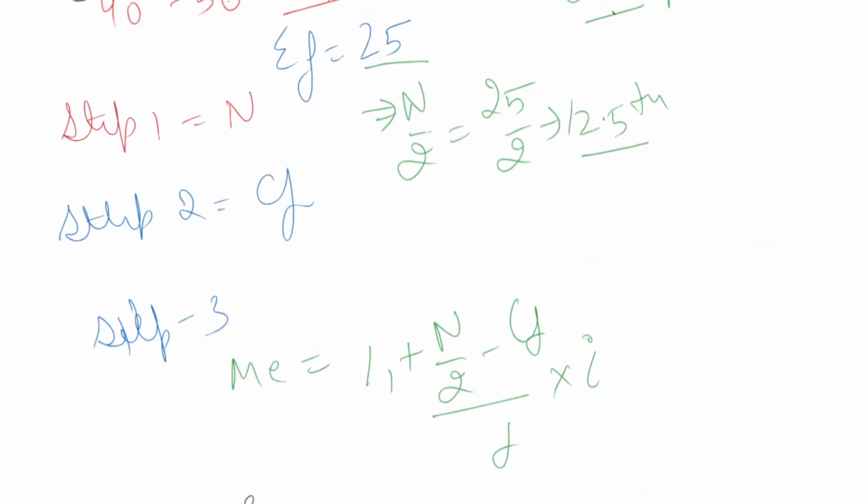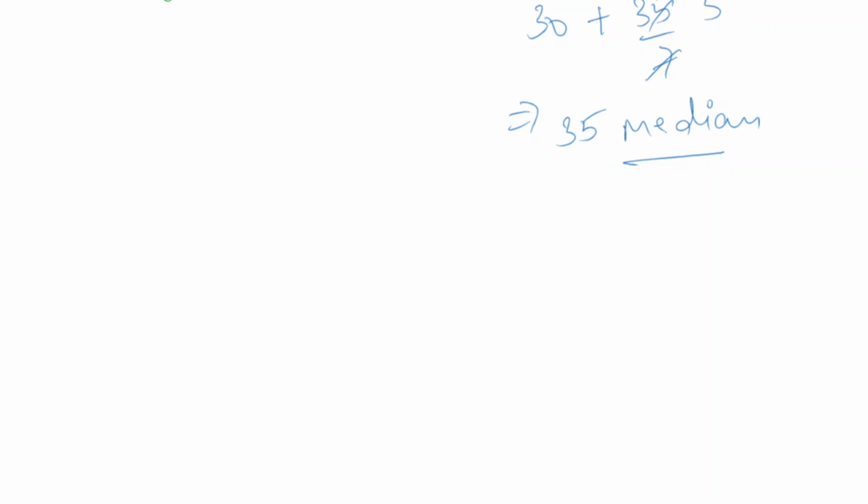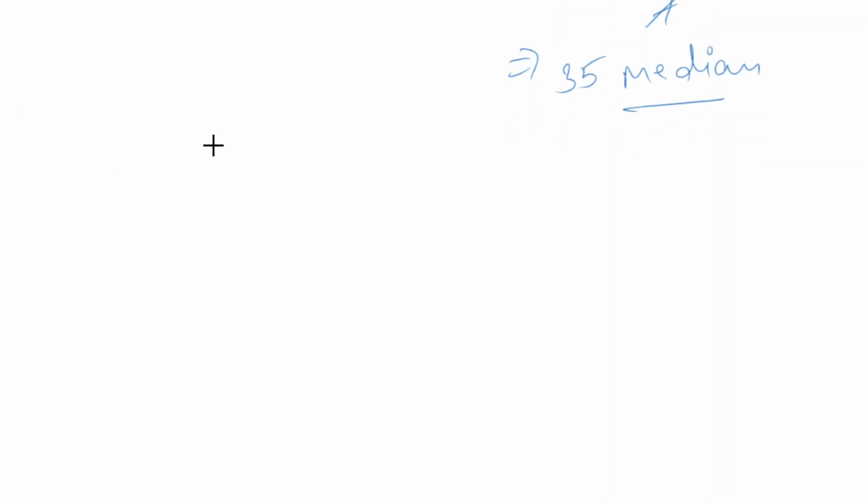One important and soft trick to remember is that whatever median class you get, your answer will also lie in between it. Your answer will not go beyond this. If your median class is 30 to 40, your answer will never be less than this or greater than this. It should lie between 30 and 40, right?